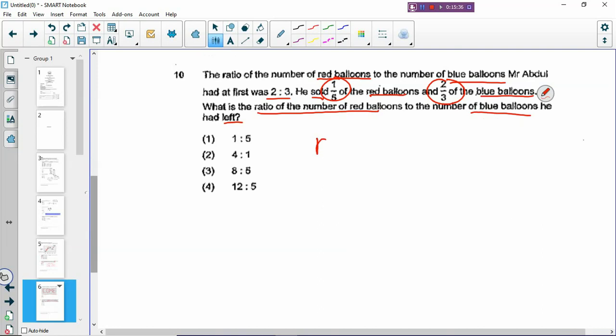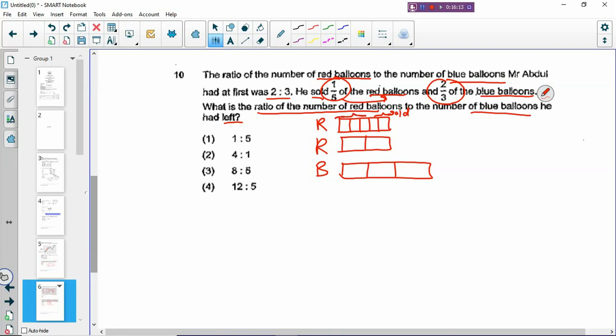Now, the number of red balloons to blue balloons was 2:3. If I can, I will always try to draw the model, unless I can't draw, then I will have to use other methods. He sold 1/5 of the red, which means that I need to cut the red balloons into 5 boxes, which is a bit hard. If you look at the model, there are 2 boxes of red, so it's a bit hard to cut it into 5 boxes. So what do I do? I can redraw again and cut it into 5 boxes, and he sold 1 box. That little box is sold.